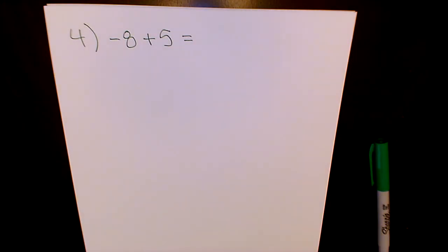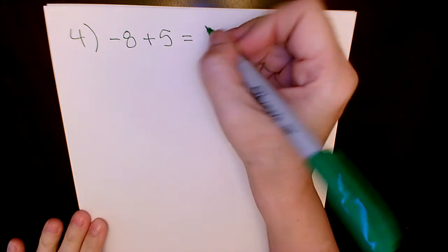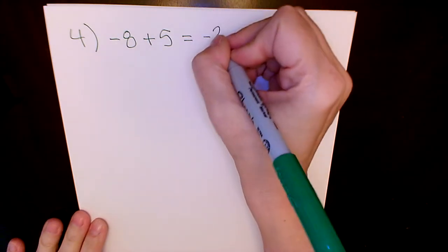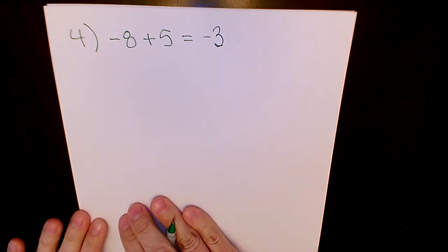Okay, so I'm back with part B of section 3.3, and what did we get? What's negative 8 plus 5? If you said negative 3, you are right. Did you draw it out?